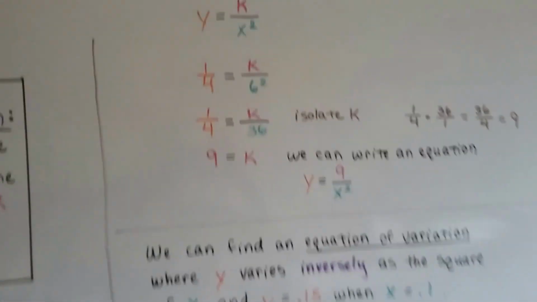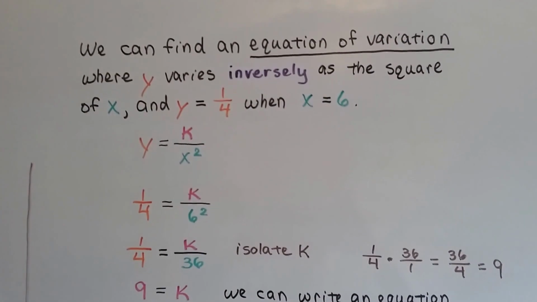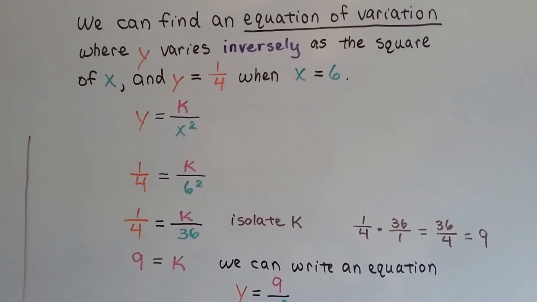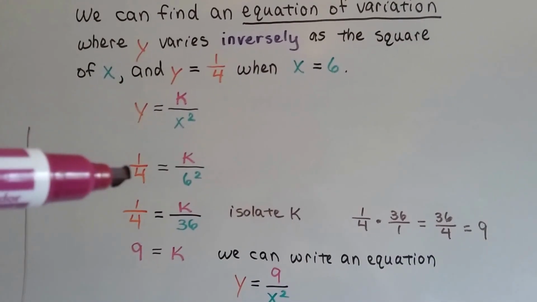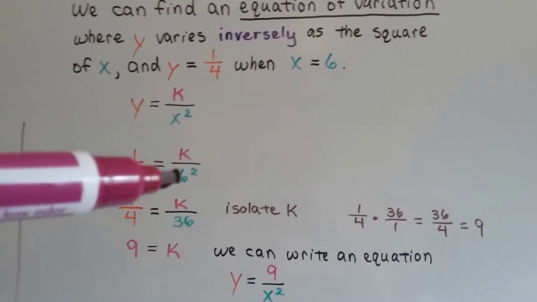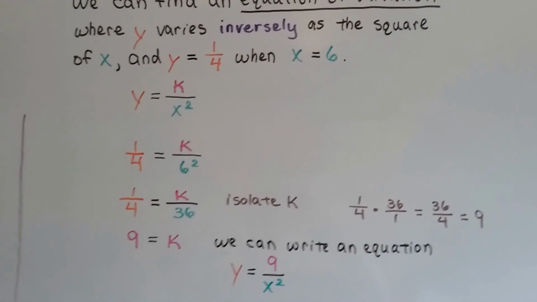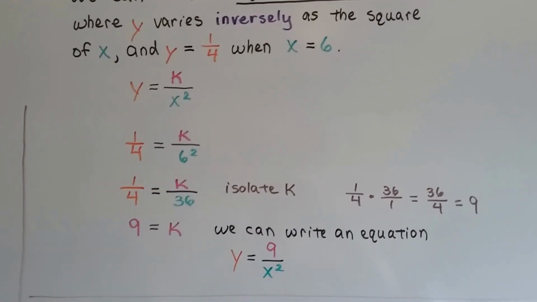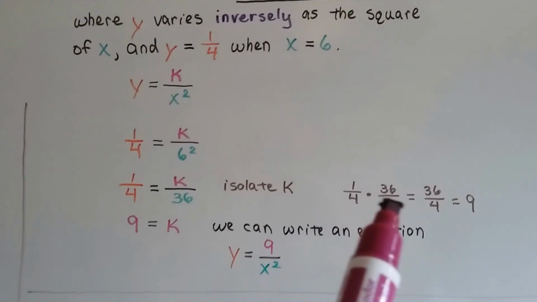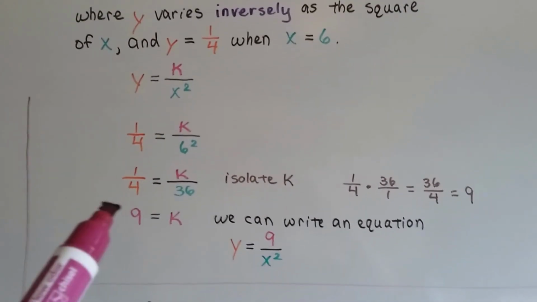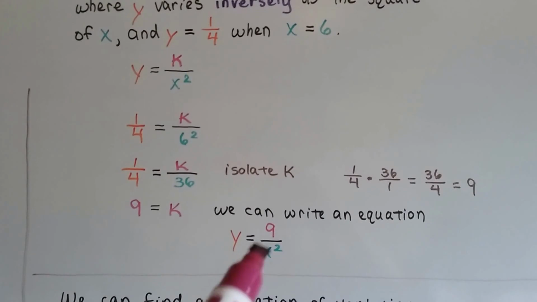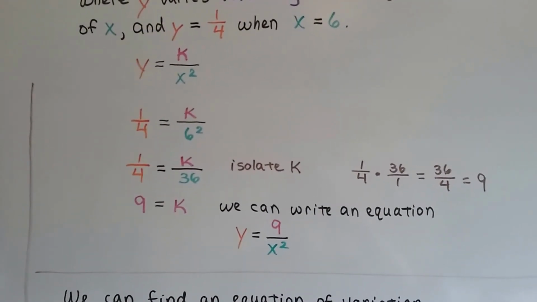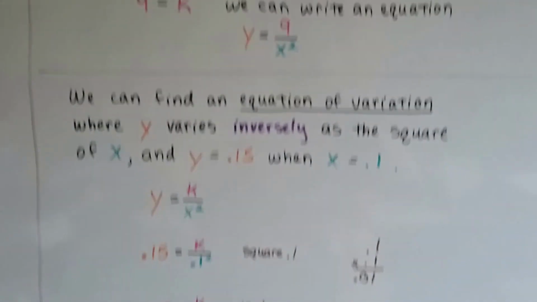Let's try it again. We can find the equation of variation where y varies inversely as the square of x, and y equals 1/4 when x equals 6. And we just substitute in our 1/4 for y, and our 6 for our x. We got 6 squared, which is a 36. So we can multiply these two together to isolate and find out what k is, can't we? We can do 1/4 times 36 over 1 and get a 9. So we know 9 equals k. Then we can write our equation, y equals 9 divided by x squared. See?